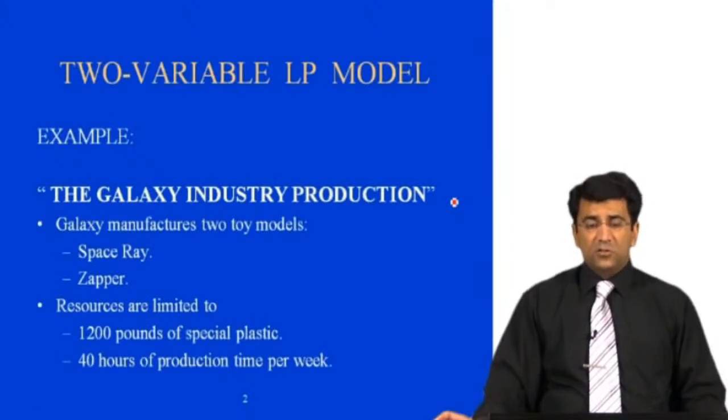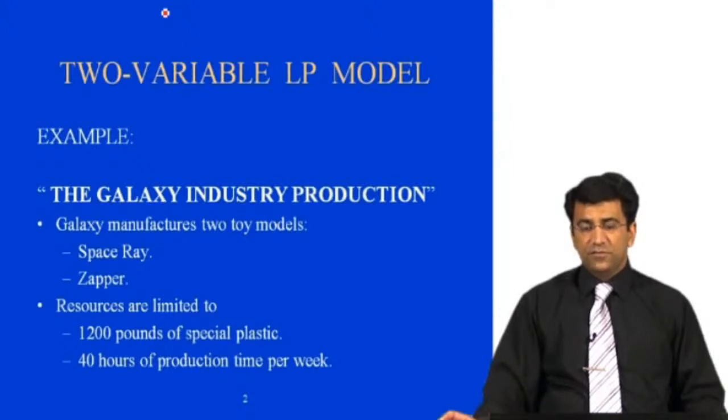Let's start today's lecture with a very simple example. The Galaxy Industry production. This example is about Galaxy Industry production, which is manufacturing 2 toy models, that is Space Ray and Zapper. So these are the 2 products which that particular company is producing. The resources are limited. So again, these are our constraints, that is 1200 pounds of special plastic available for the manufacturing of these 2 products, and again 40 hours of production time per week.